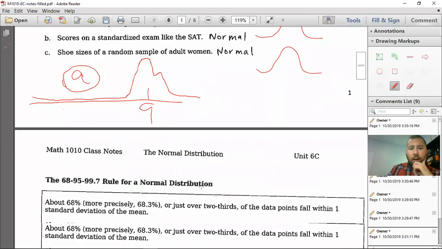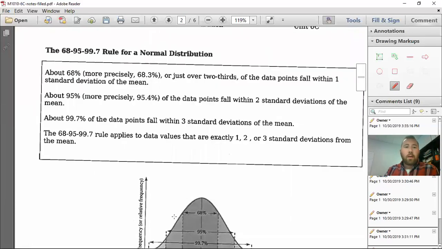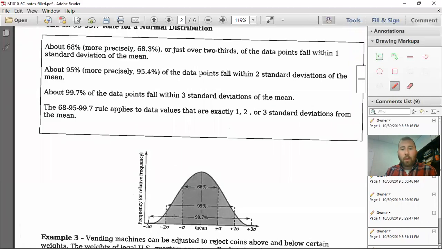So moving on now, let's talk about the 68, 95, 99.7 rule. I'm just going to look right at the picture for this. I'll include some of the text here as well. This is a rule for normal distributions only. It's not going to apply to other types of distributions, really just the one that we're focused on in this packet and in this unit.